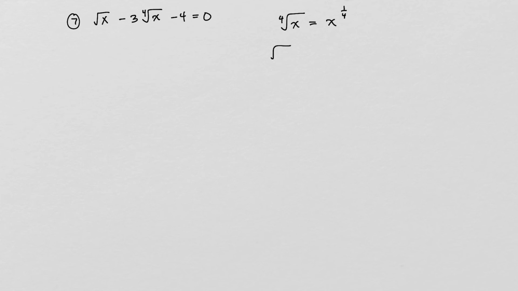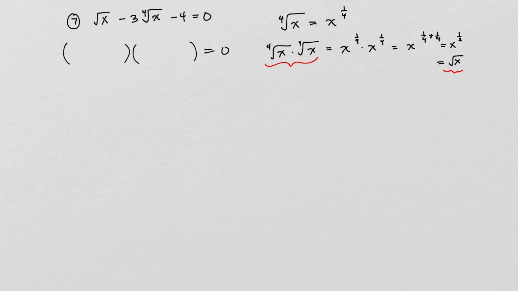So I want you to notice that if you had the fourth root of x multiplied by the fourth root of x, this would be x to the 1/4 times x to the 1/4. And using properties of exponents, we can add those exponents together. And x to the 1/4 plus 1/4 would be x to the 1/2, which of course is equal to the square root of x. So my main point here is that if you multiply the fourth root of x by itself, you get the square root of x. We can use that when factoring here.